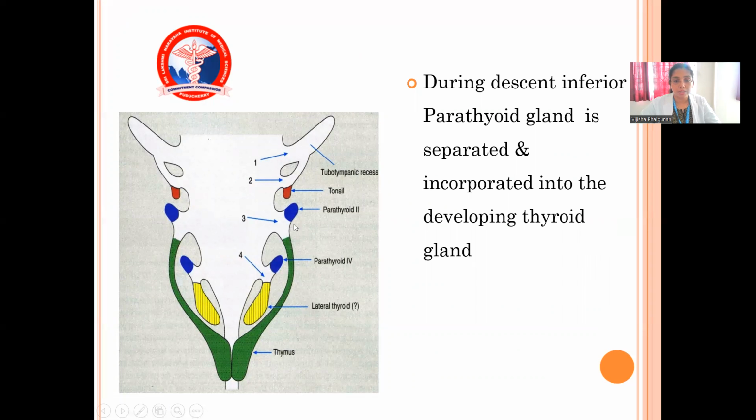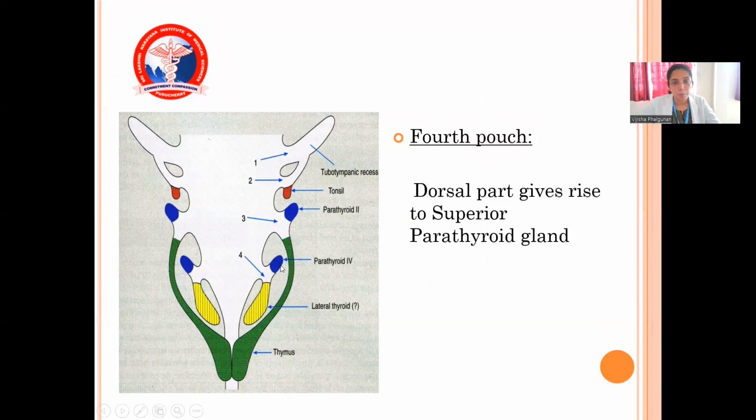During the descent, the inferior parathyroid gland is separated and incorporated into the developed thyroid gland. So the inferior parathyroid gland will come together with the thymus. It gets stopped at the region of the thyroid gland because the location of the parathyroid gland is over the posterior border of the thyroid gland. Okay. The fourth pouch, dorsal part gives rise to the superior parathyroid gland.